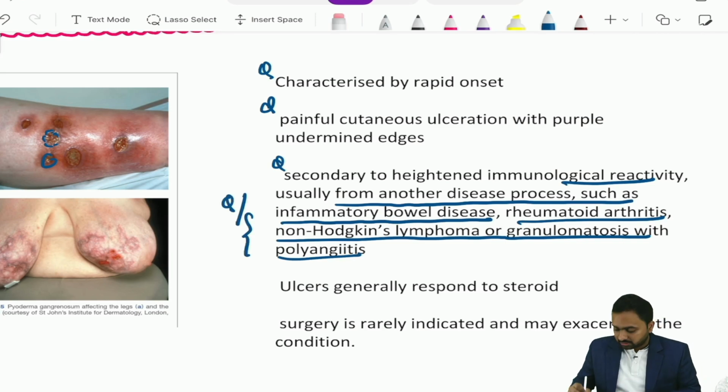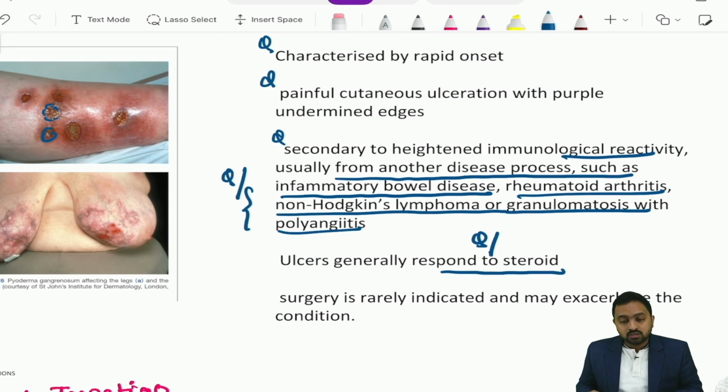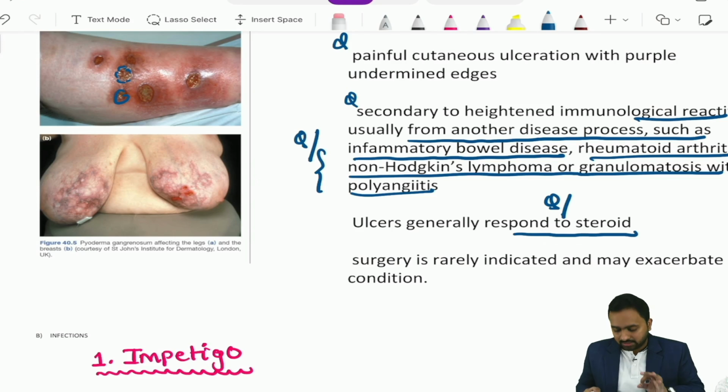Now, this usually responds well to steroids. So, the treatment would be steroids, and surgery is rarely indicated, rather it can exacerbate the condition. So these were your two inflammatory conditions. Now coming to a few important infections.